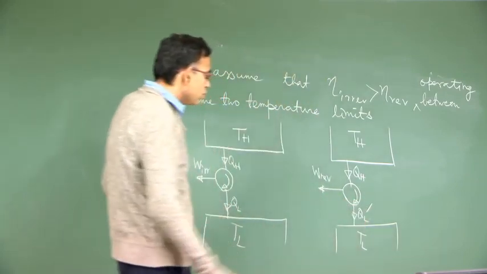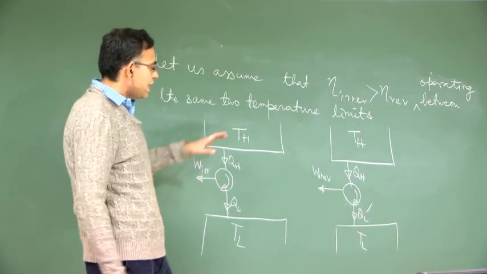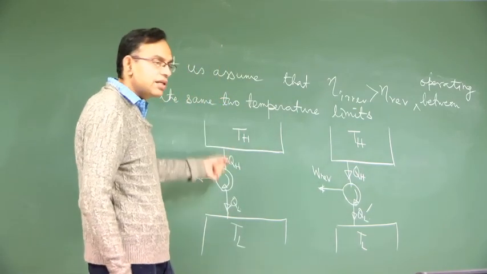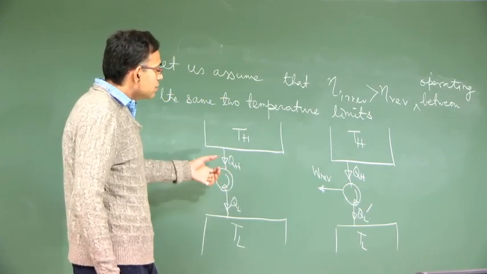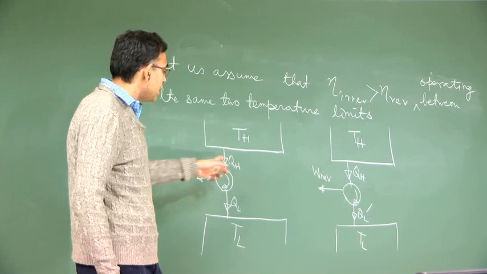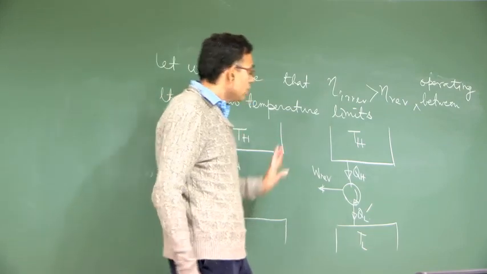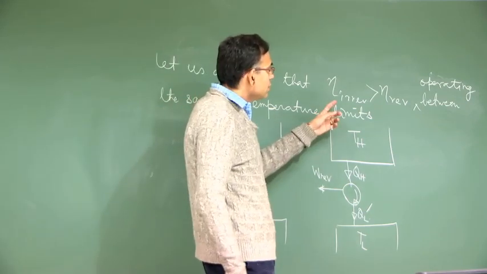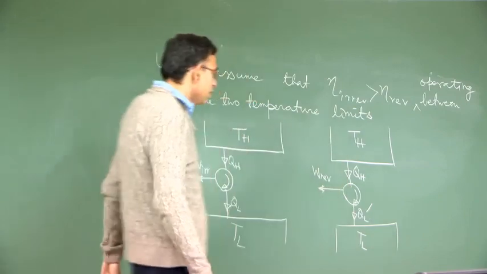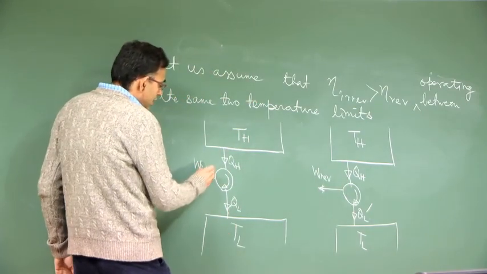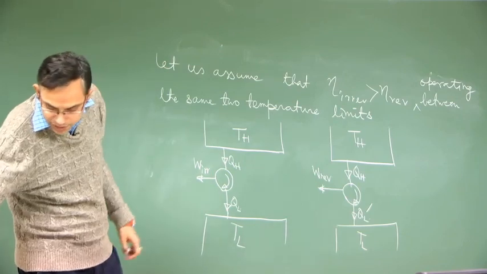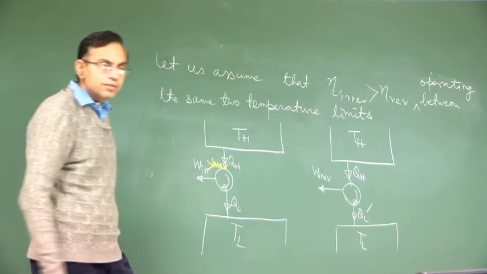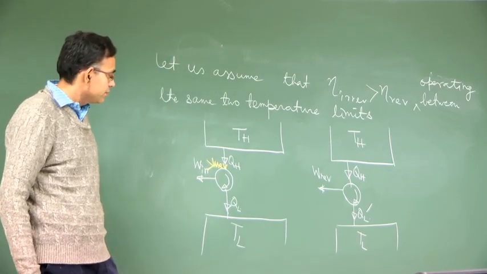The whole idea is that we are trying to compare two cycles, one reversible, another irreversible. They take the same heat QH, but convert a different fraction of that QH to work. If we assume that eta irreversible is greater than eta reversible, then we are implicitly assuming that for the same QH, W irreversible is greater than W reversible.